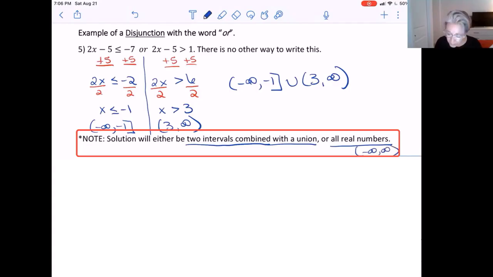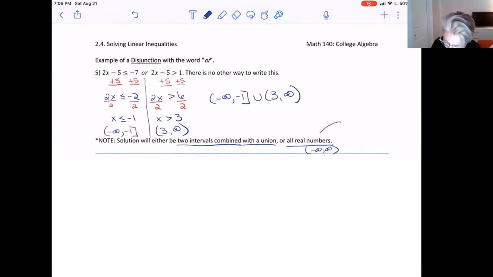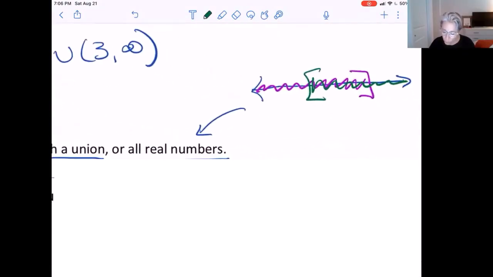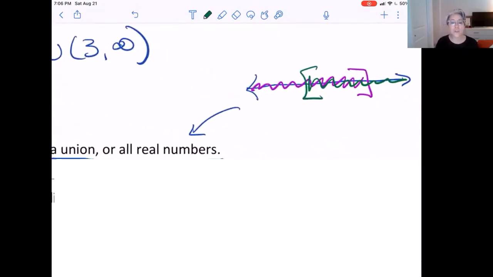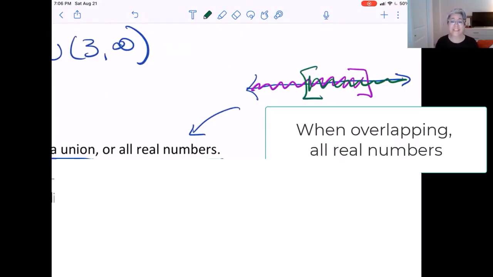In other words, if those 2 intervals overlap, think of it as graphing it on a number line. If you have one that graphs to the left, and then the other one graphs to the right, well, remember it's "or". Either, in this example, the purple or the green would work. So if either of them works, that includes everybody. So when they overlap, it's all real numbers.